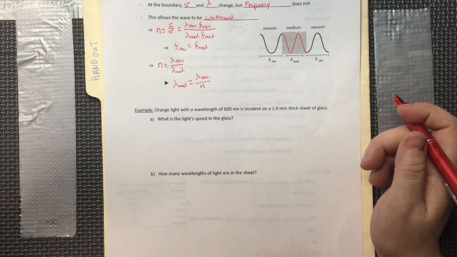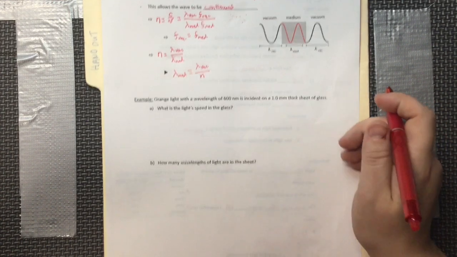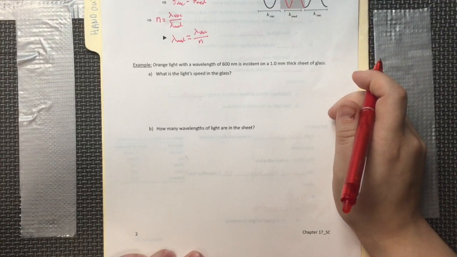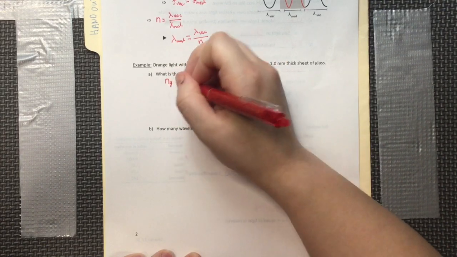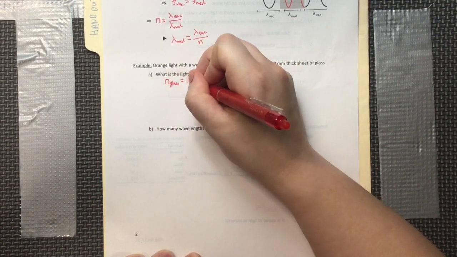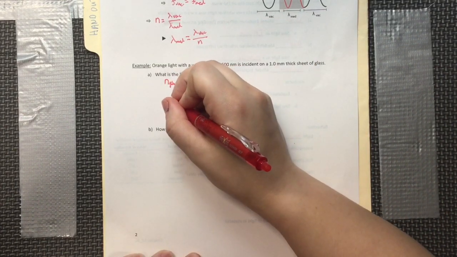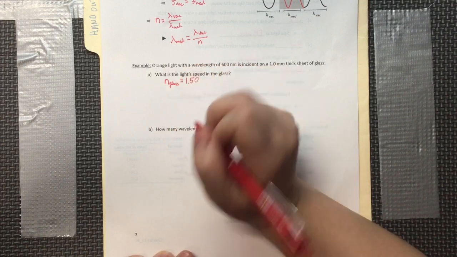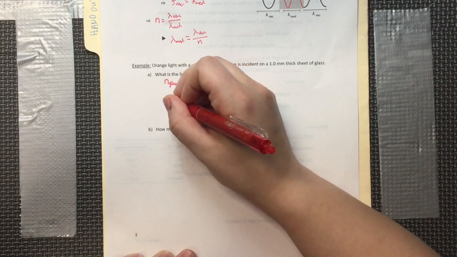Orange light with a wavelength of 600 nanometers is incident on a 1 millimeter thick sheet of glass. What is the light speed in the glass? So, as I said before, index of refraction of glass is one that I want you to know. So that is 1.5. We want to find the velocity of light in the glass. We want to find the speed of the light in the glass.